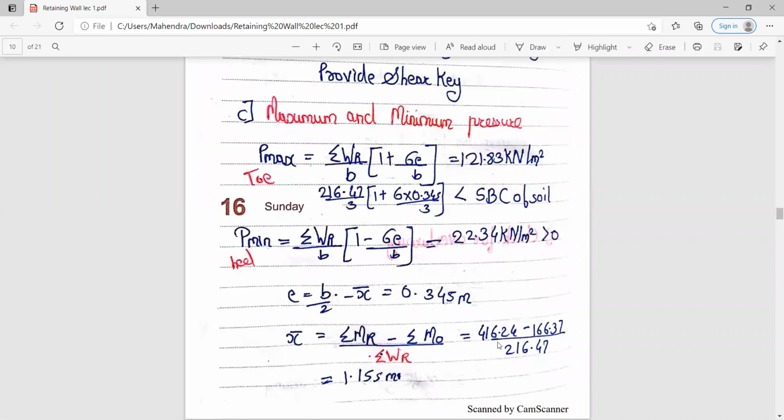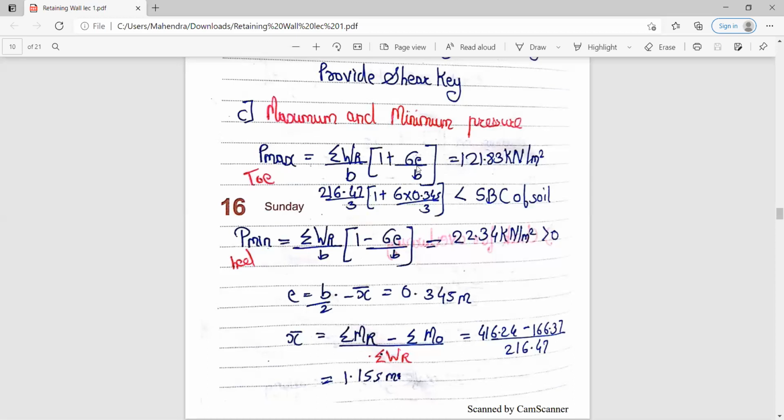The summation of moment of resistance you got was 416.24, minus the summation of overturning moment, that is 166.37, upon the summation of all the weights, that is 216.47. So X bar comes to 1.155. After calculating X bar, you need to calculate eccentricity E. The formula is B by 2 minus X bar. B is your 3, that is the width. So 3 by 2 minus X bar. Eccentricity comes to 0.345.